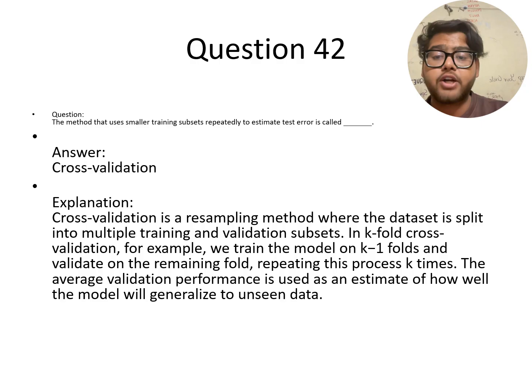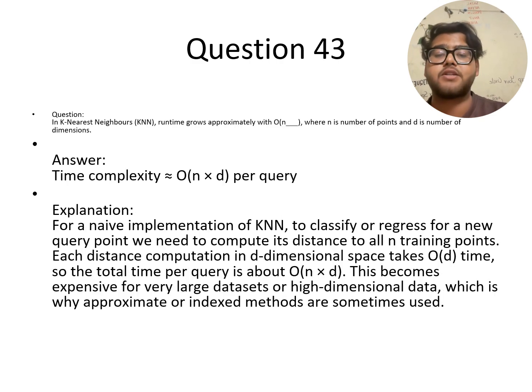So, the question number 42, the method that uses smaller training subsets repeatedly to estimate test error is called dash. So, the method is cross validation. Cross validation is a sampling method where the data set is split into multiple training and validation subsets.